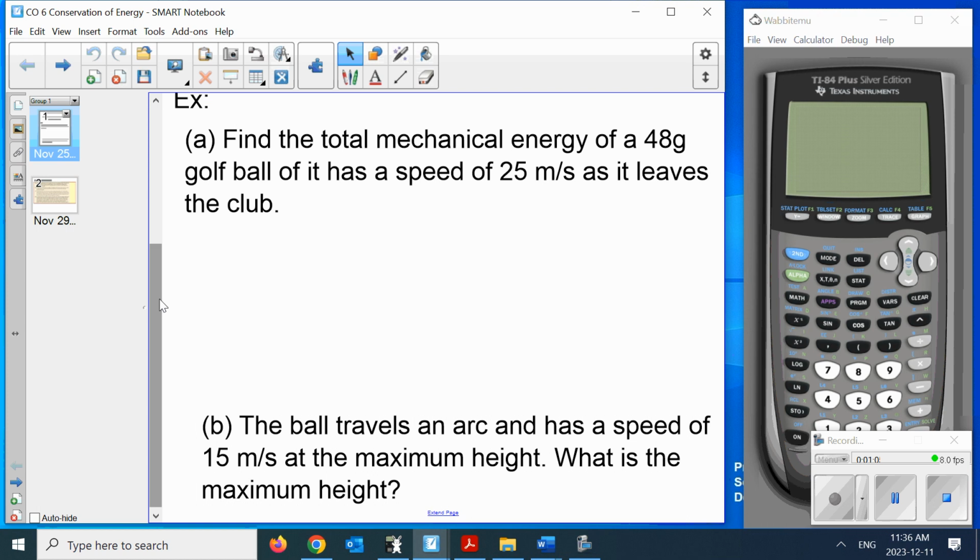I said energy concepts are a lot easier because they allow us to analyze things without breaking things down into their vectors. Energy is not a vector quantity, so we don't have to use sines and cosines. So it's a lot easier in some ways.